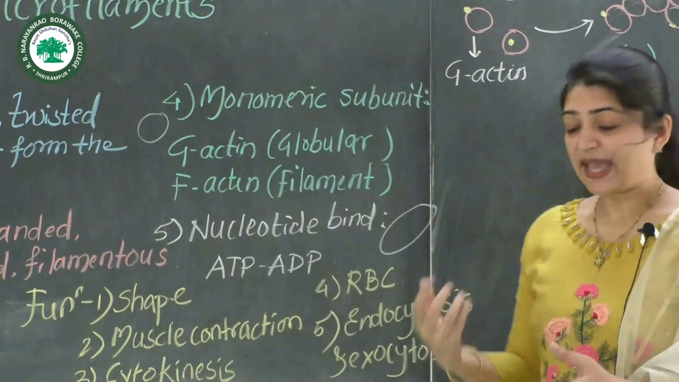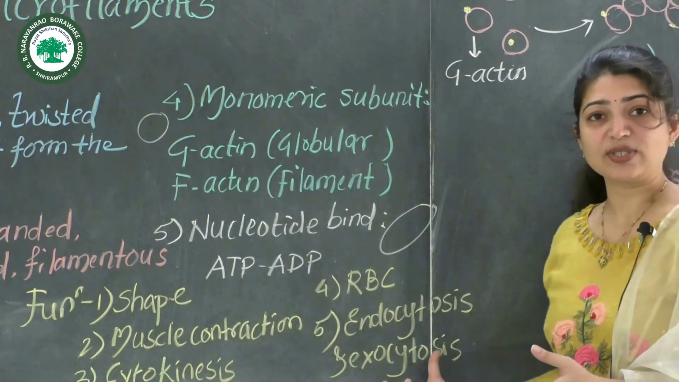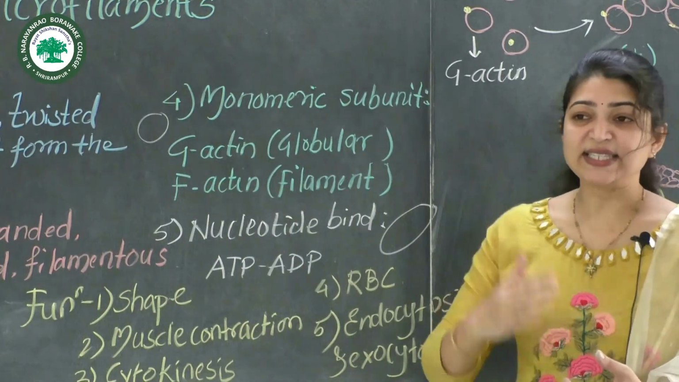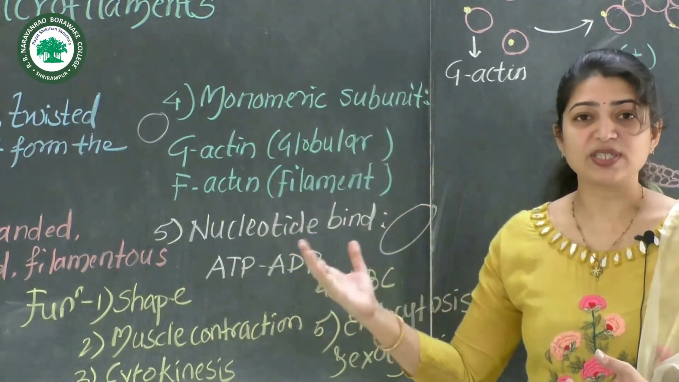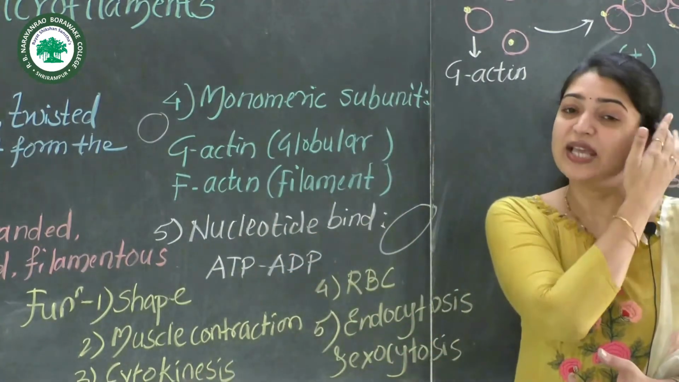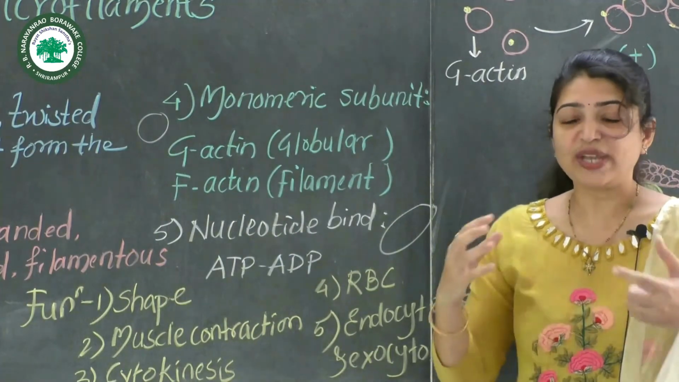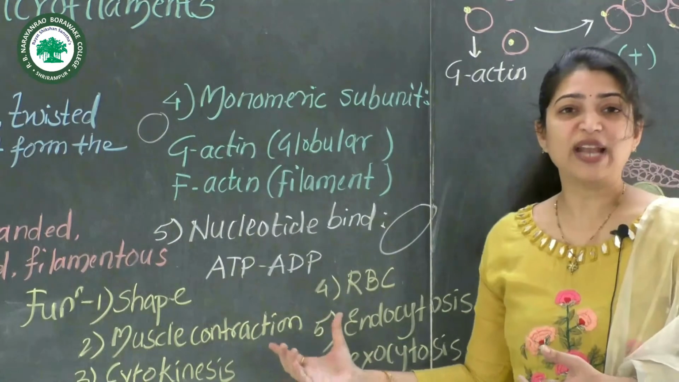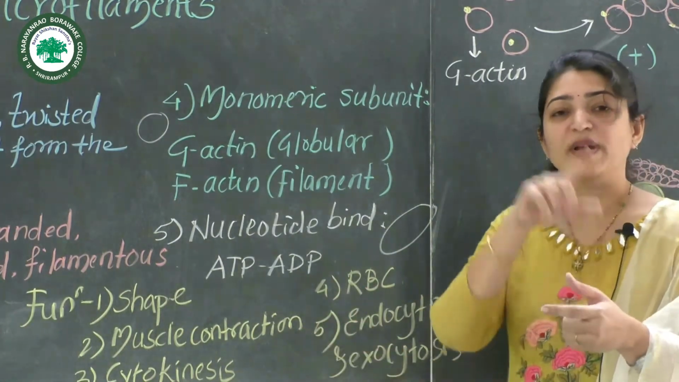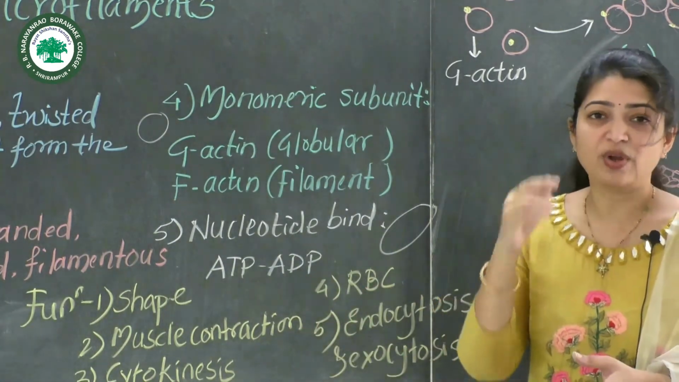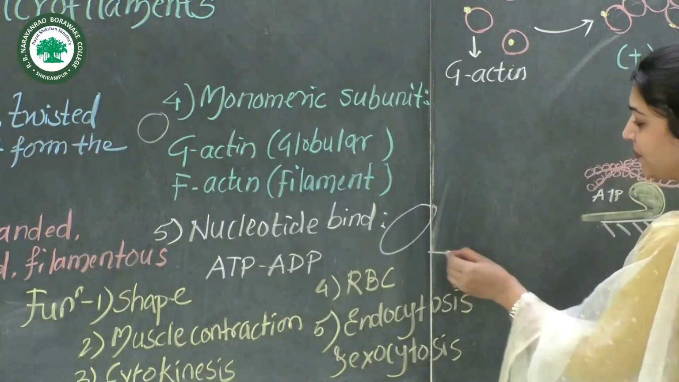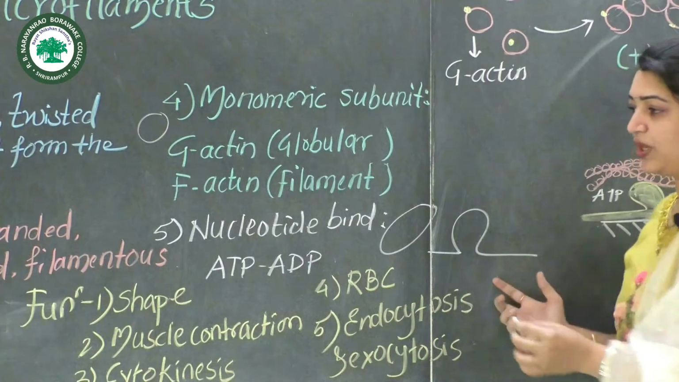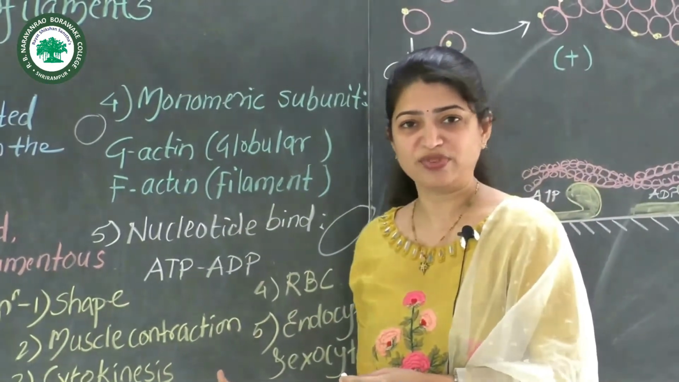Okay, next is exocytosis. Whatever material is prepared in the cell is taken out. That process is called exocytosis. So in exocytosis, to take the proteins outside the cell, the microfilaments help to form a pinching off of the cell. Okay, so this process is done with the help of the microfilaments.